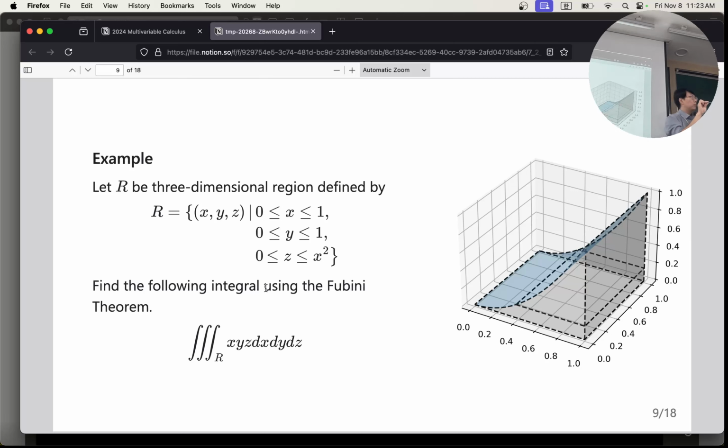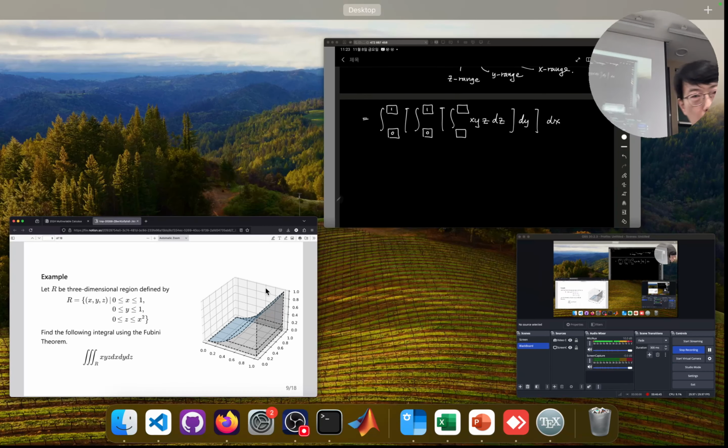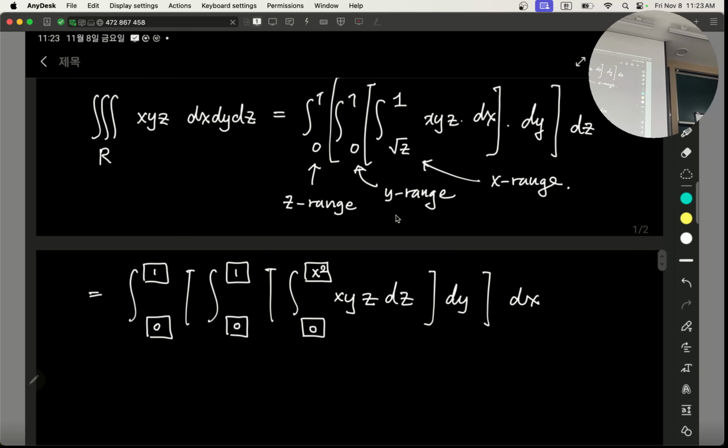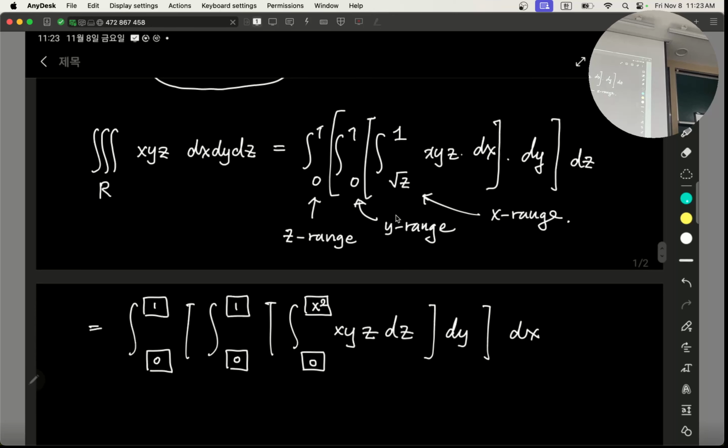So what's the minimum value of z in that double intersection? What's the minimum value of z? Yes, 0. And what's the maximum? x squared, right? It's right here. So your domain of integral is 0 to x squared. So you can now change the order of the iterated integral. You can see that these limits are now changing.